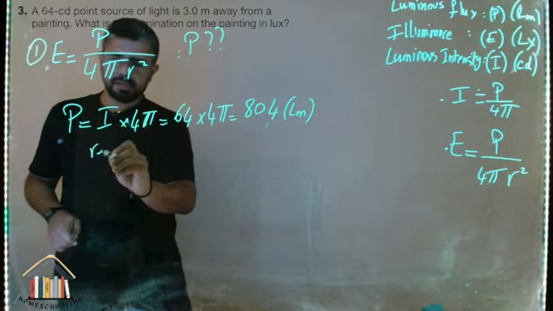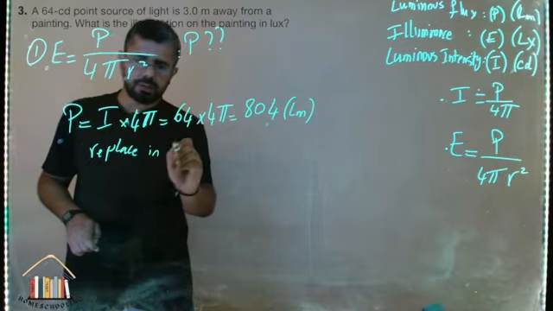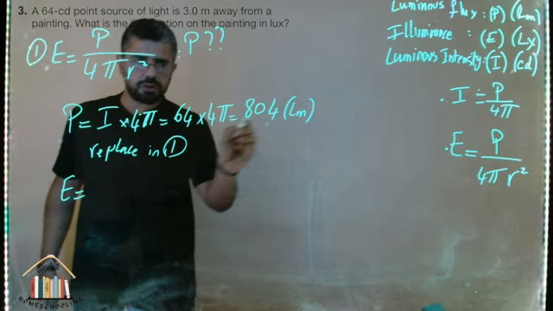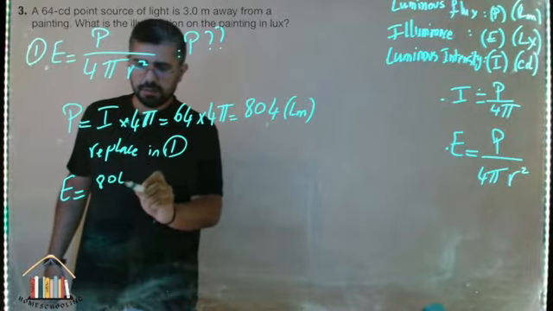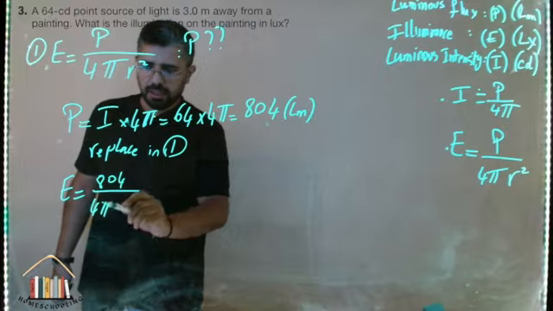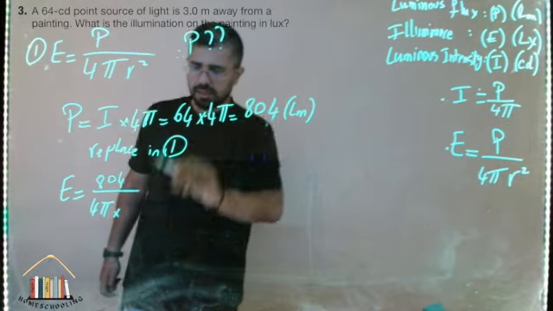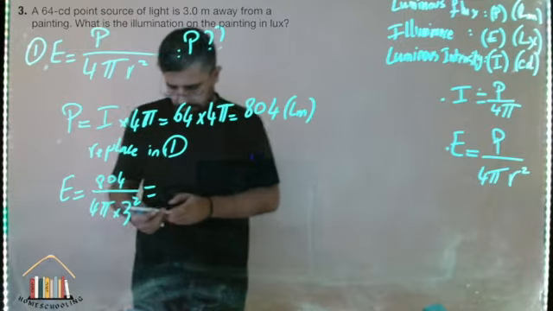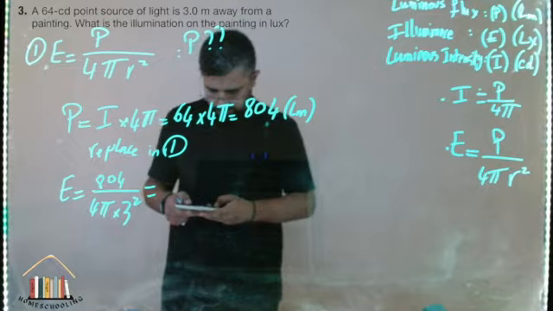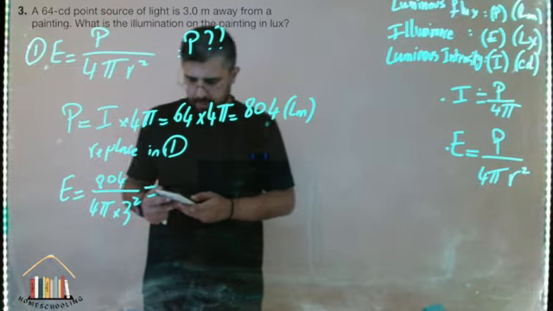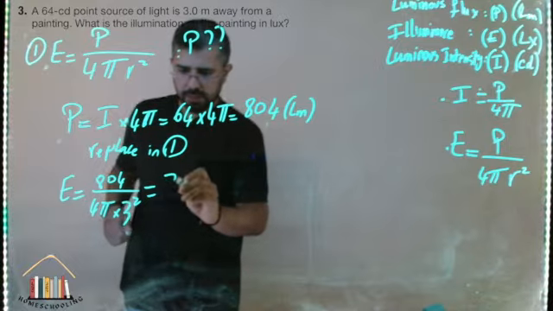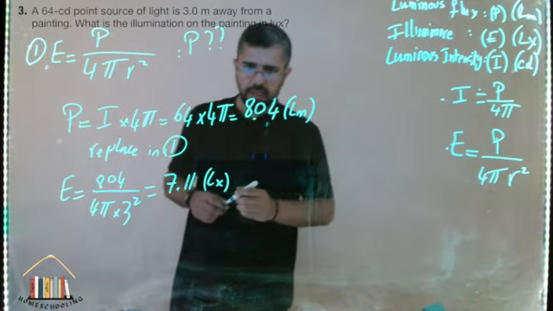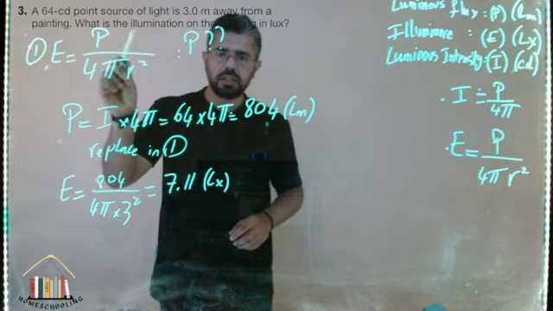So we replace in equation 1. So now the equation will be E equals P, which is that value 804, divided by 4 pi multiplied by r square. R square means 3 square in this case. So let's do the math here. So the answer is 7.11 lux. Okay, and that's how we calculate the illumination for question 3.